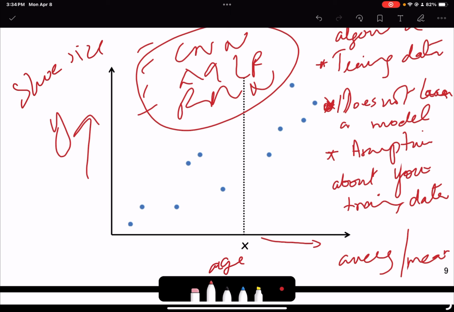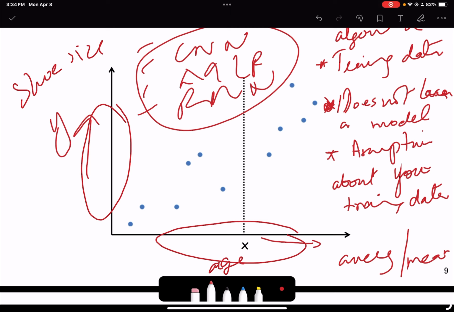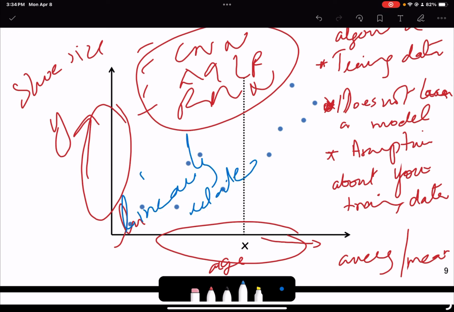Linear regression, for example, and multiple regression work on the assumption that the dependent variable y and the independent variables on the x-axis are linearly related. So this is the assumption that we work with. However, the KNN regression algorithm doesn't make any assumption. It relies on the pattern in the data to make the predictions.